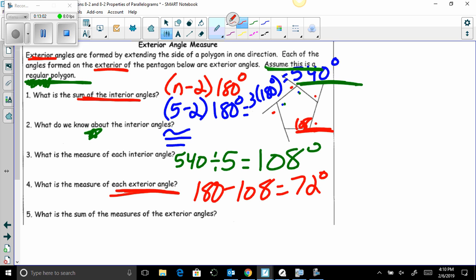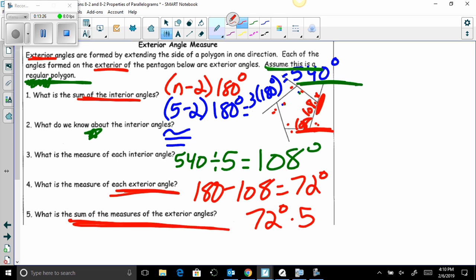Y'all, the same thing's going to happen for every other one because we already said that all these interior angles are 108 degrees. So if this one right here is 108, it makes a linear pair with this one. So it has to be 72. So all the exteriors are going to be 72. So what is the sum of the measures of the exterior angles? I have 1, 2, 3, 4, 5 exterior angles. If each one is 72 degrees, and I multiply that by 5, the sum of the exterior angles is going to be 360 degrees.